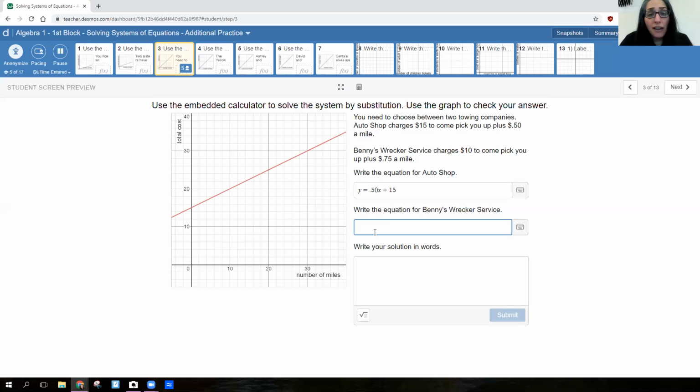Nice. All right, now Benny's Wrecker Service. They're only going to charge you $10 to come get you, but they're going to charge you 75 cents a mile. So y equals 0.75x plus 10 bucks, right? 10. Okay. All right. Now in the box, write your solution and tell me what it means in your own words. Remember, down here on the x-axis, they give you what each thing stands for. Number of miles is the x, and total cost is the y.